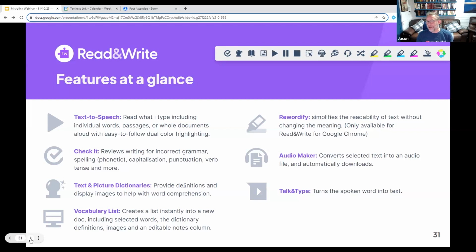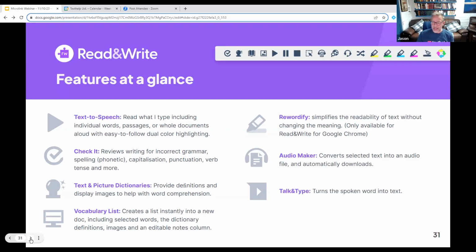Like I mentioned earlier, dictionaries aren't in every classroom, but with Read and Write, you have a text dictionary and you have a picture dictionary right there in the toolbar. And some of the newer features that we've added, the likes of Rewordify, whenever you have a piece of complex text that's maybe slightly beyond your reading level, being able to click Rewordify will take that text and change some of those more difficult words to help you understand it and help you engage with the text.